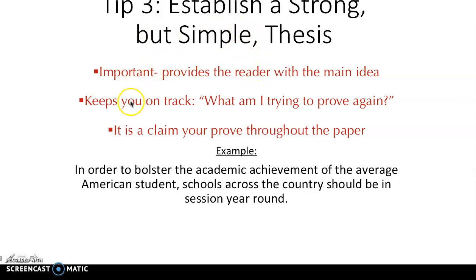It also keeps you on track. You can ask yourself, what am I trying to prove again? This is a high anxiety test, so you want to make sure that you don't go off track. Again, it's that claim that you're going to prove throughout your paper.